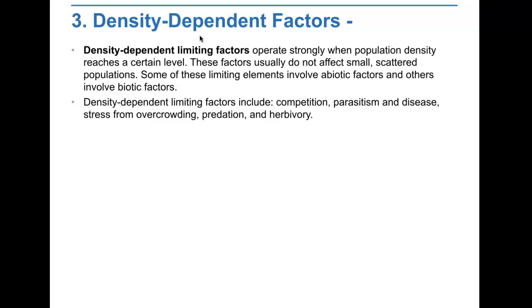Density-dependent factors. Limiting factors that operate more strongly when population density is high are called density-dependent limiting factors. These factors usually do not affect small scattered populations. Some of these limiting factors involve abiotic factors and others involve biotic factors. Density-dependent limiting factors include competition, parasitism and disease, stress from overcrowding, predation, and herbivory.